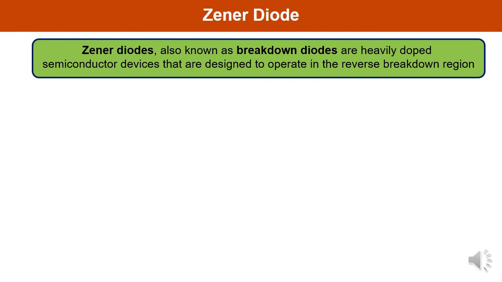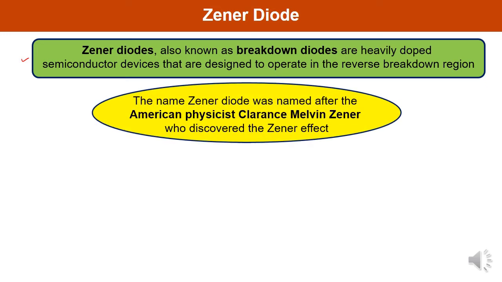Zener diode is also known as a breakdown diode, and Zener diode is a heavily doped semiconductor device which is designed to operate in reverse breakdown region. The name Zener diode was named after an American scientist, Clarence Melvin Zener. He discovered the Zener effect. You must remember this as well.